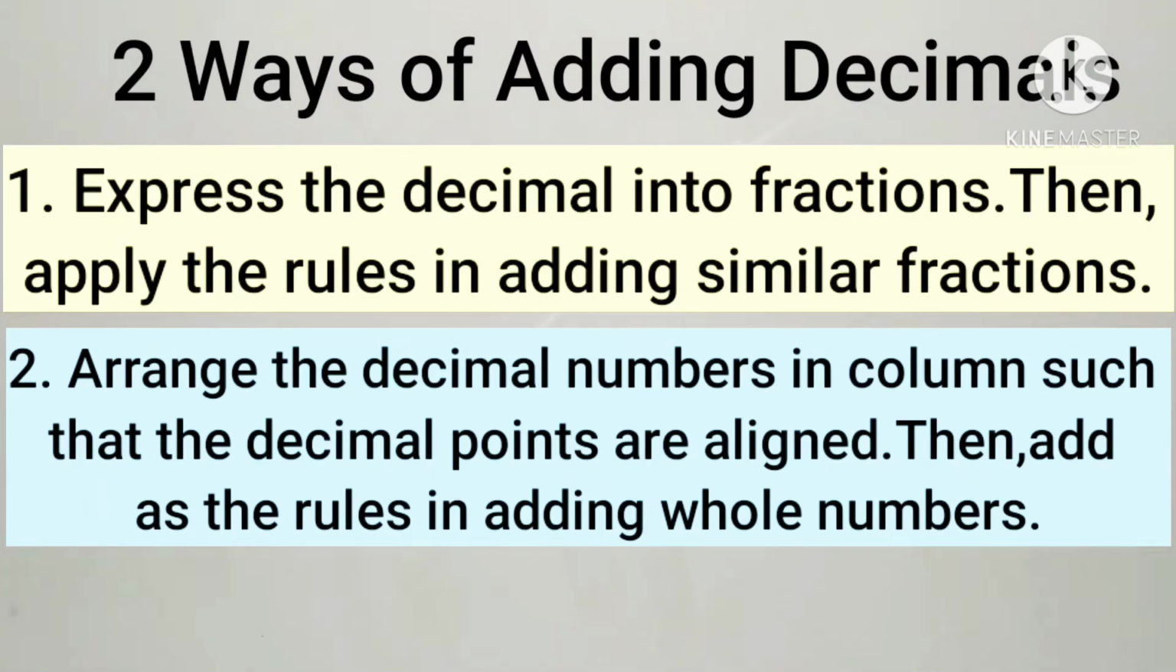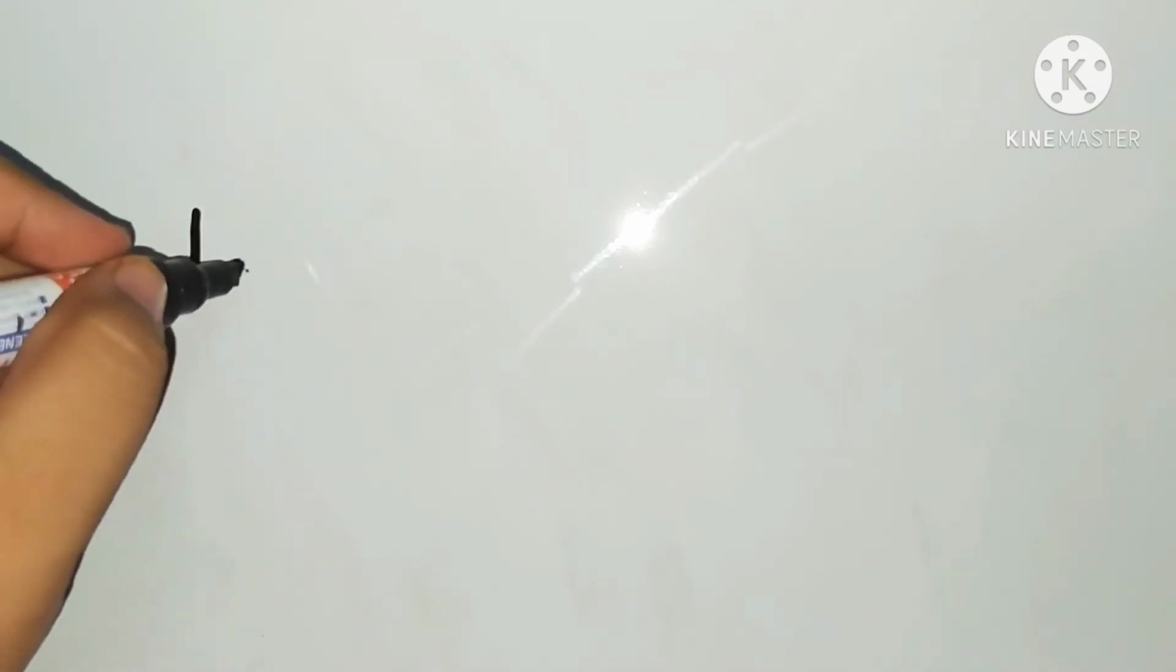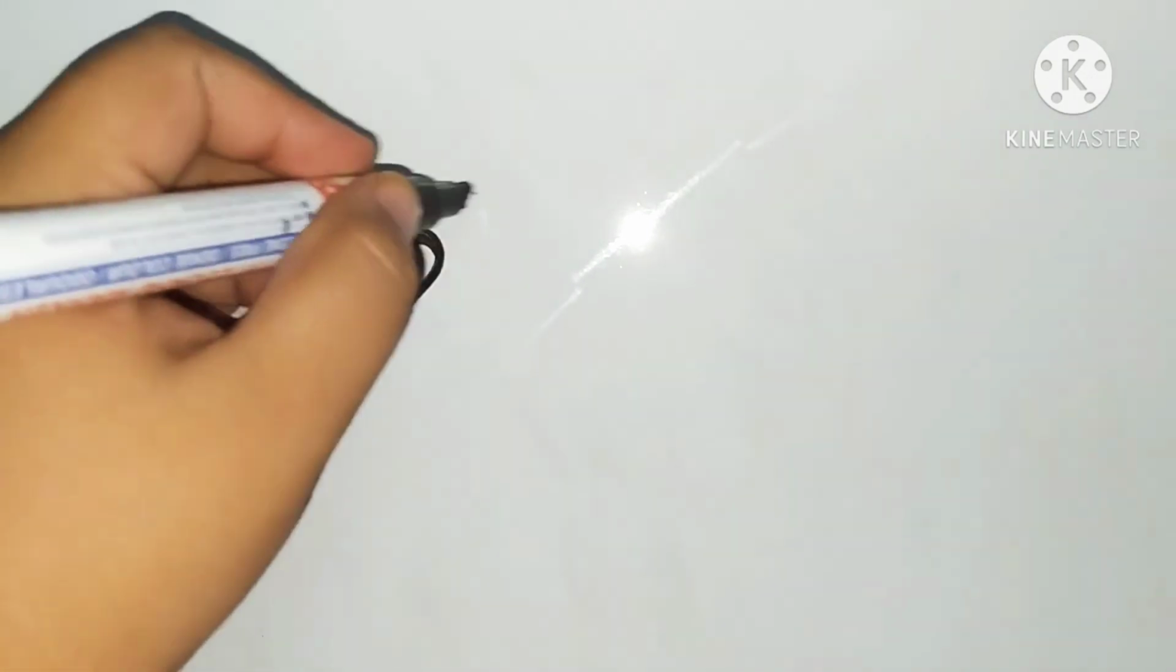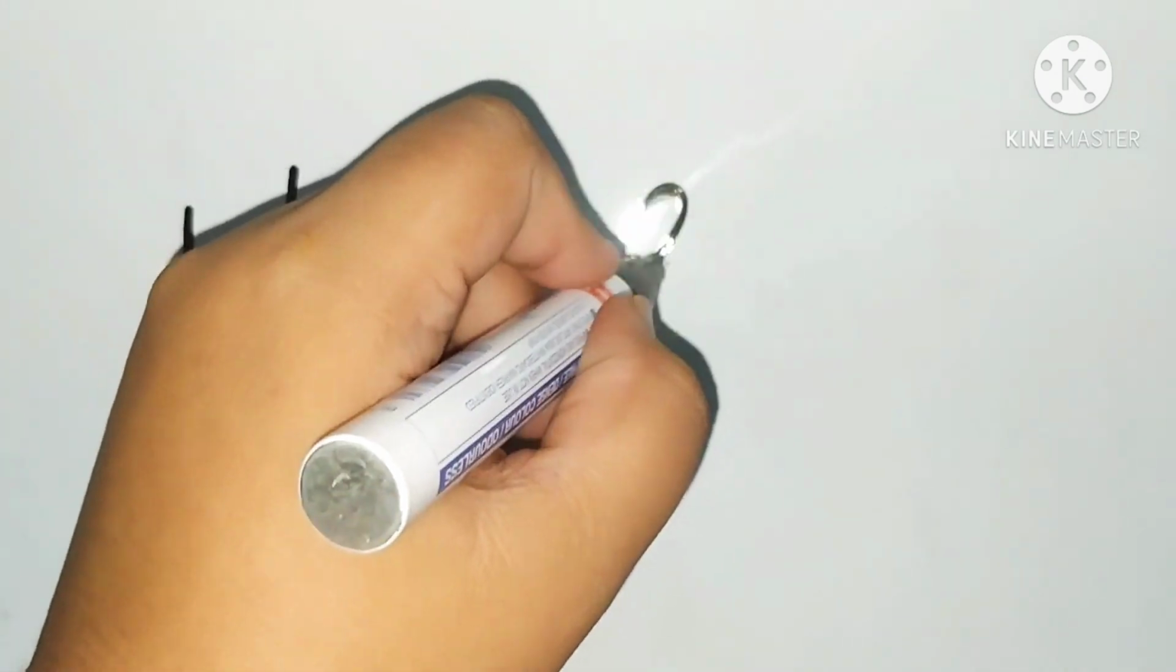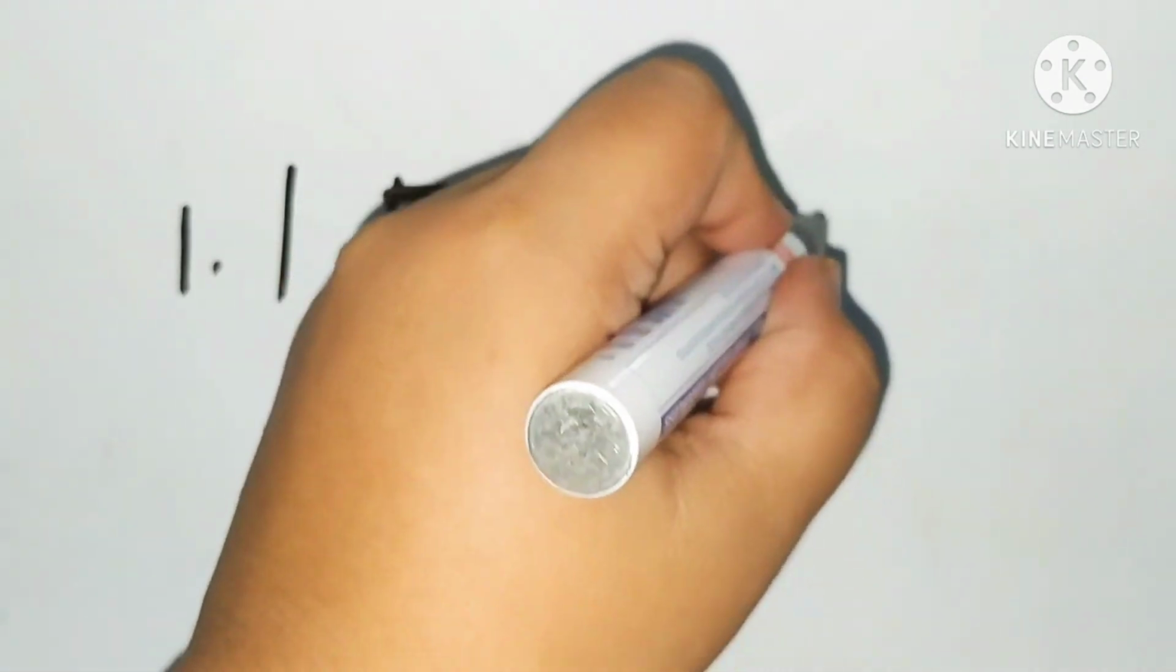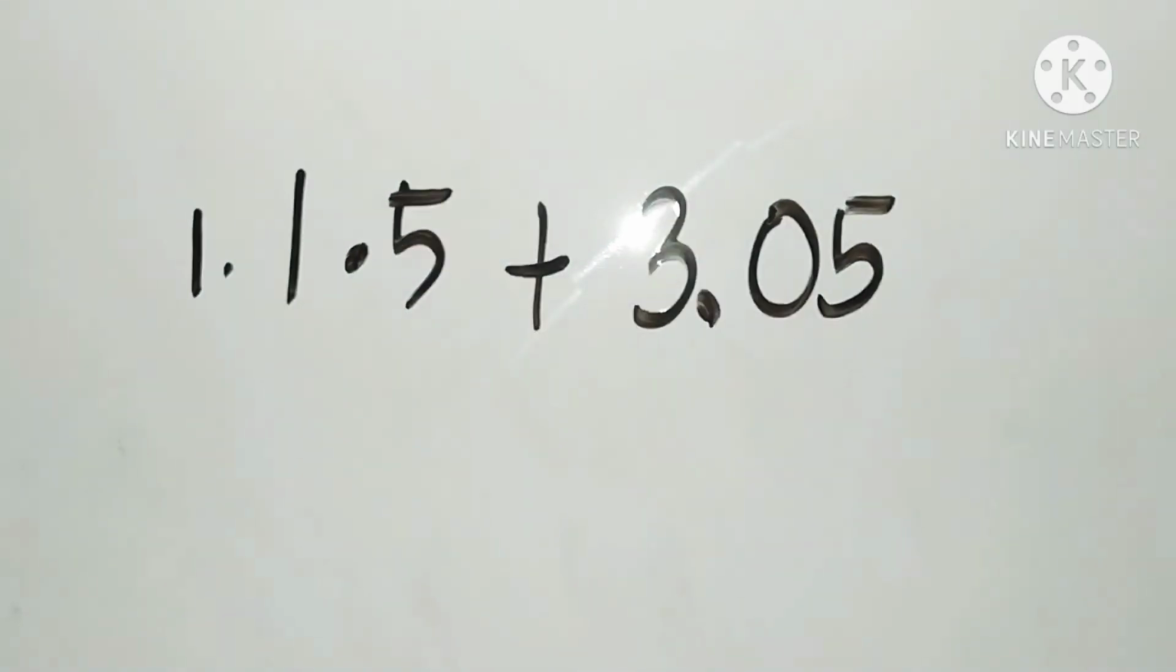O sa akin, ang mas gusto ko is yung way number 2 kasi kung yung number 1 masyado pang mahaba yung method. Madali naman yung number 1 basta alam nyo rin kung paano mag-transform ng decimal number into fraction. Let's say you were given 1 and 5/10 plus 3 and 5/100. So, ano pong gagawin kapag ganito ang given?